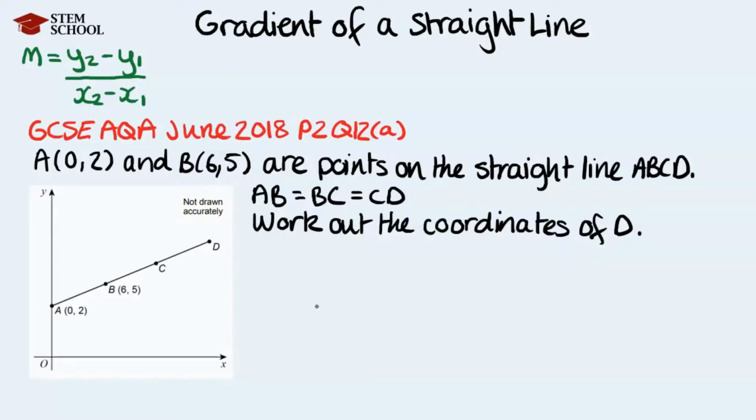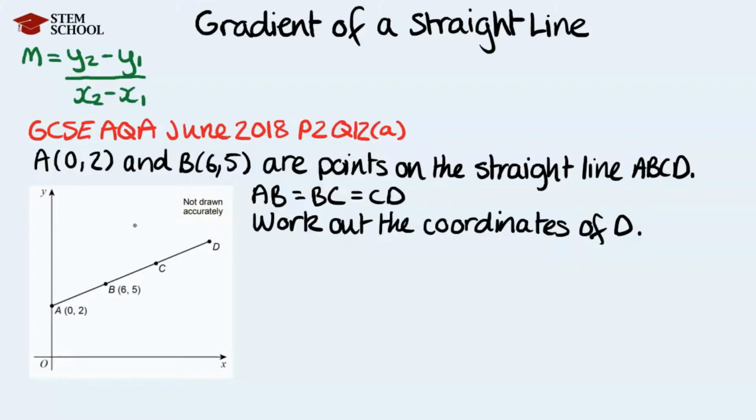Alright, so let's have a go at this last exam question then. So we're told that the coordinates A(0, 2) and B(6, 5) are points on the straight line ABCD. So we're told this statement that AB is equal to BC is equal to CD. What that is saying is that the length of AB is equal to the length of BC, which is also equal to the length of CD, okay?